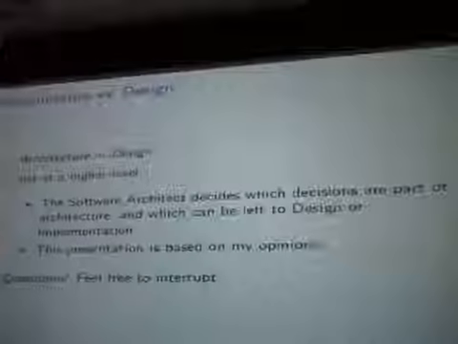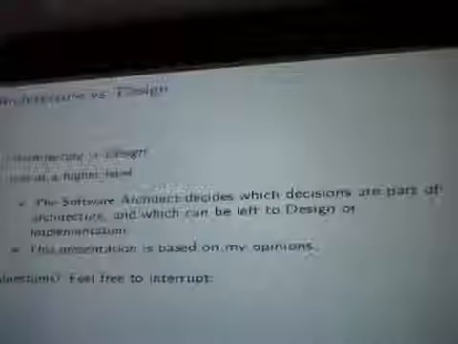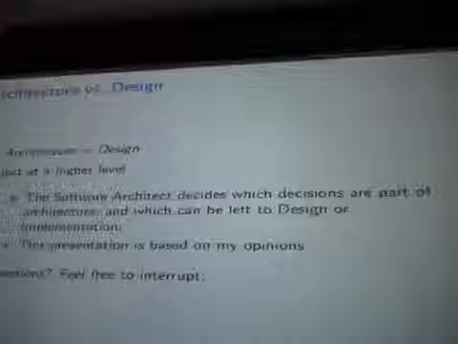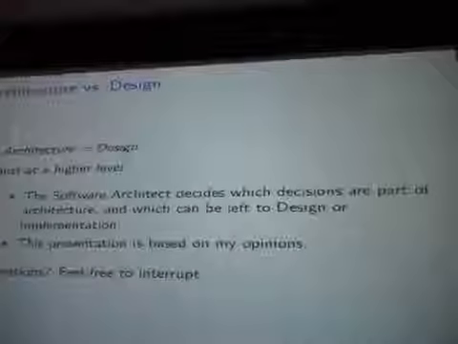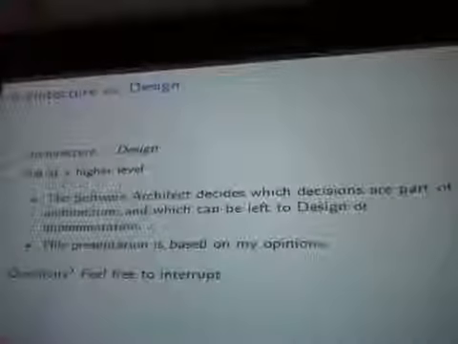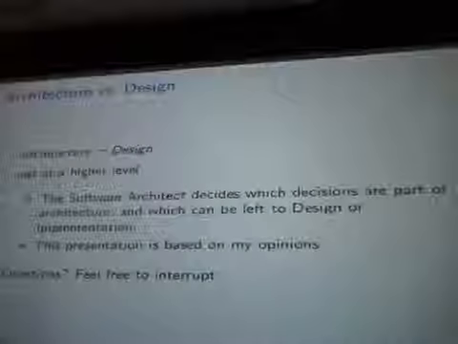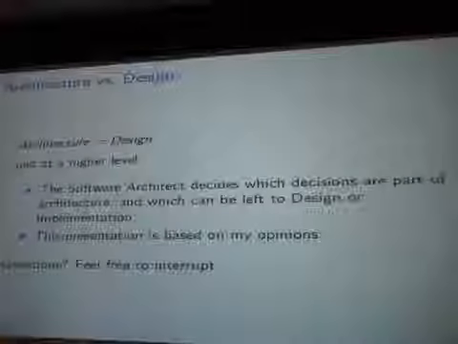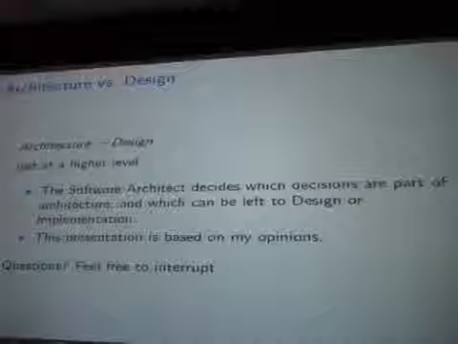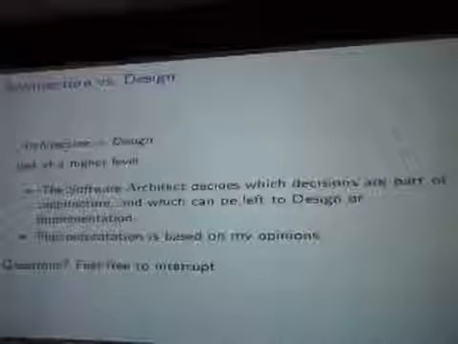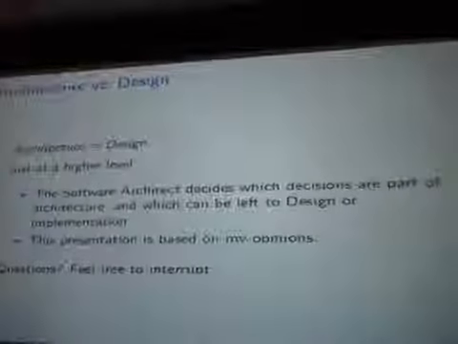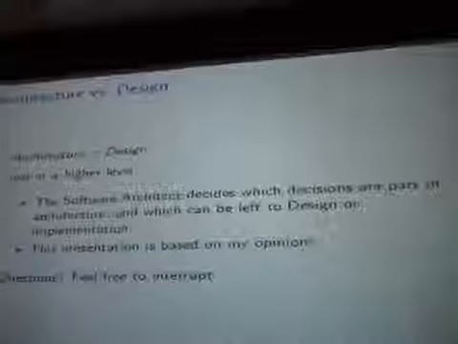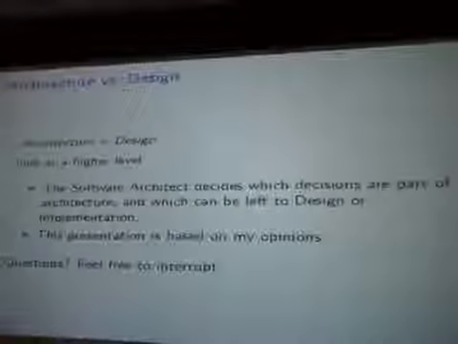In a nutshell, software architecture is the same thing as software design, just at a higher level. And it is the software architect who decides which things are important. This presentation is based on my opinions, and I just picked a few things that I find important and that I usually work on. I'm sure there are a lot of other things that are important to different people. If you have any questions at any point, just feel free to raise your hand and interrupt. We will also have some time at the end for questions.